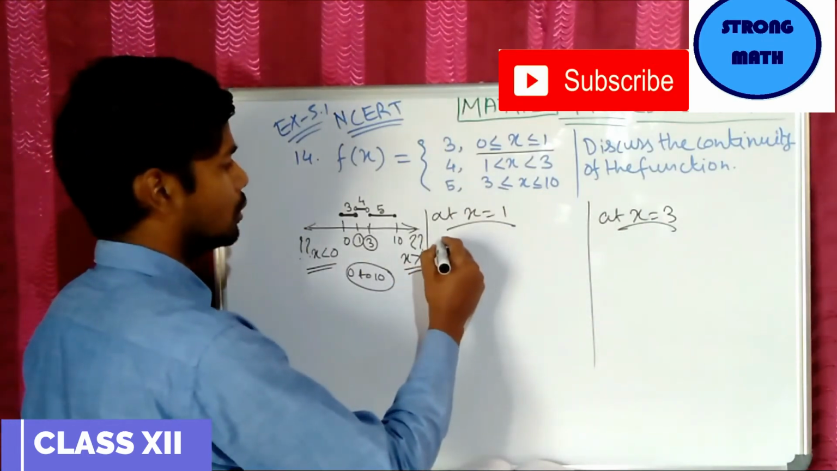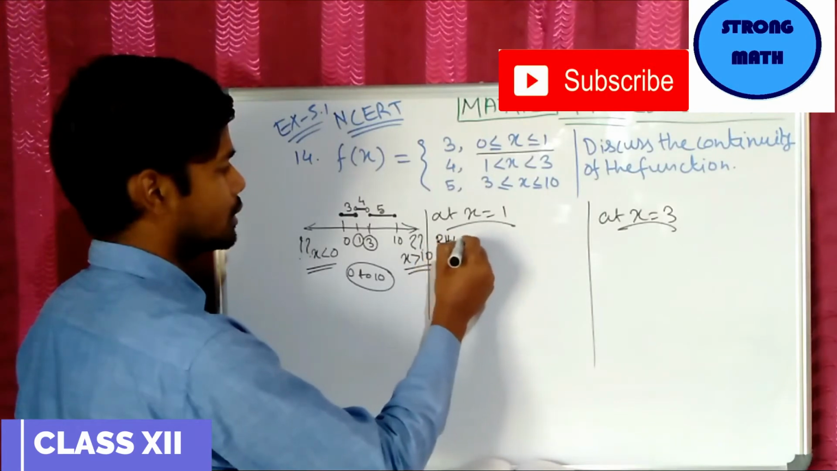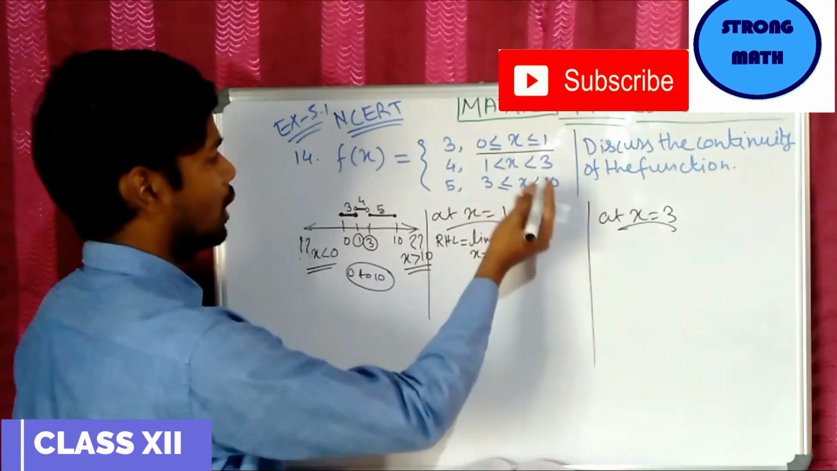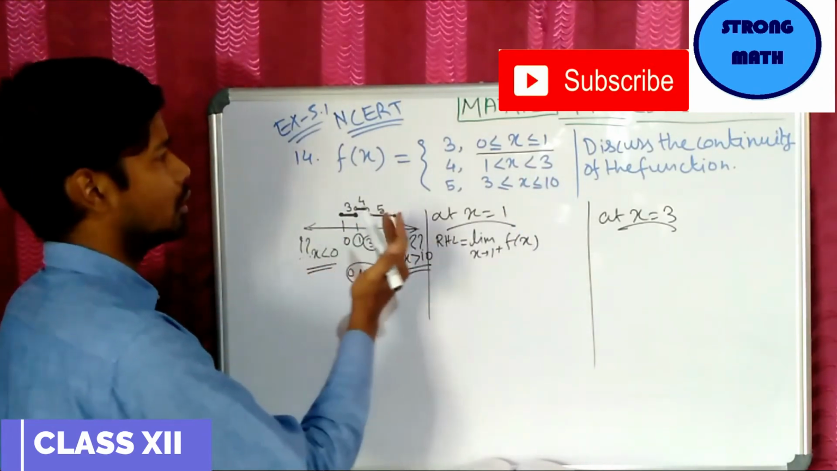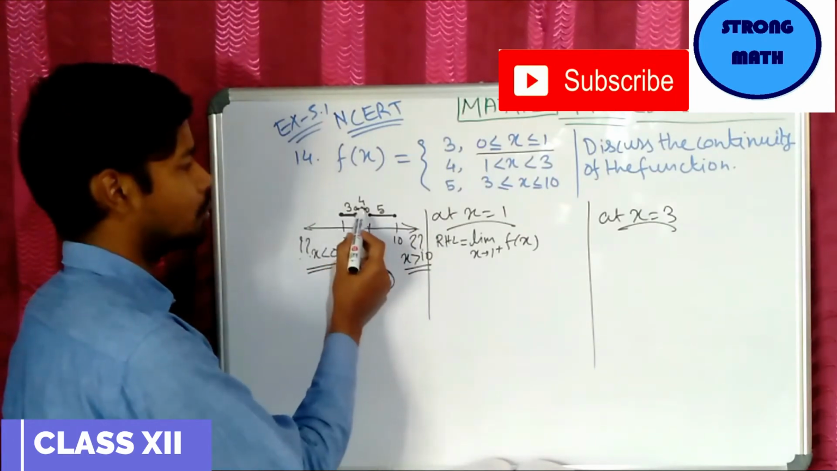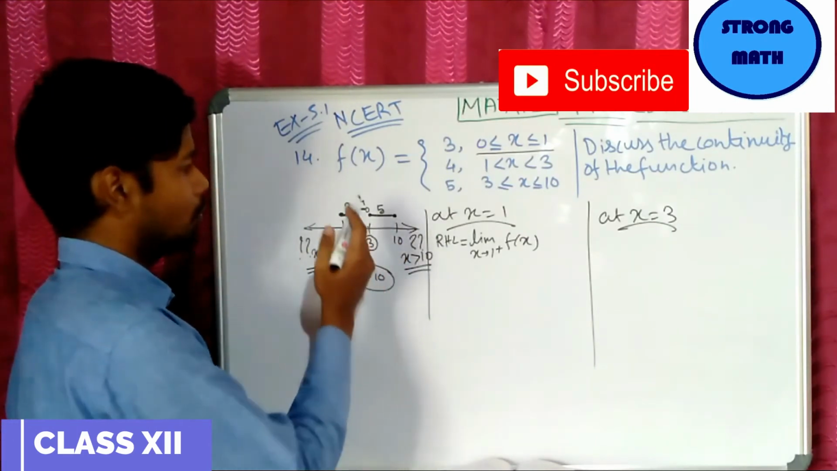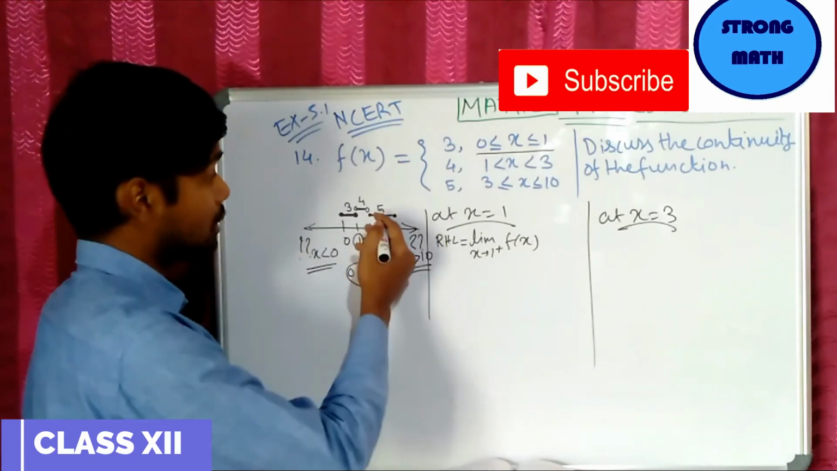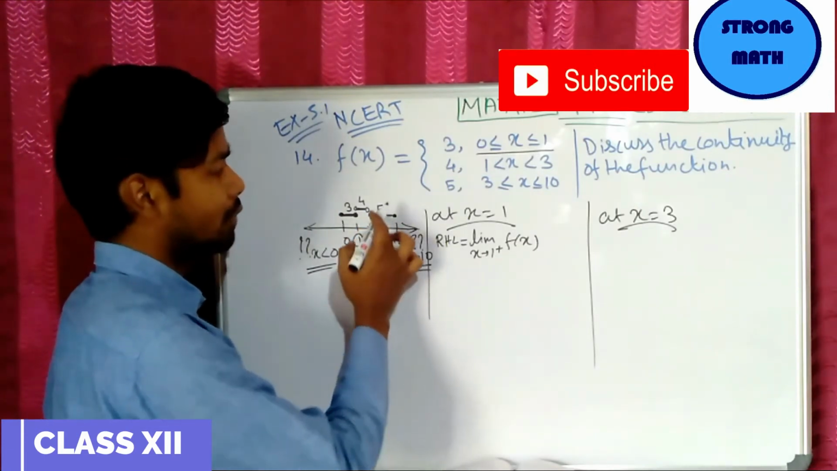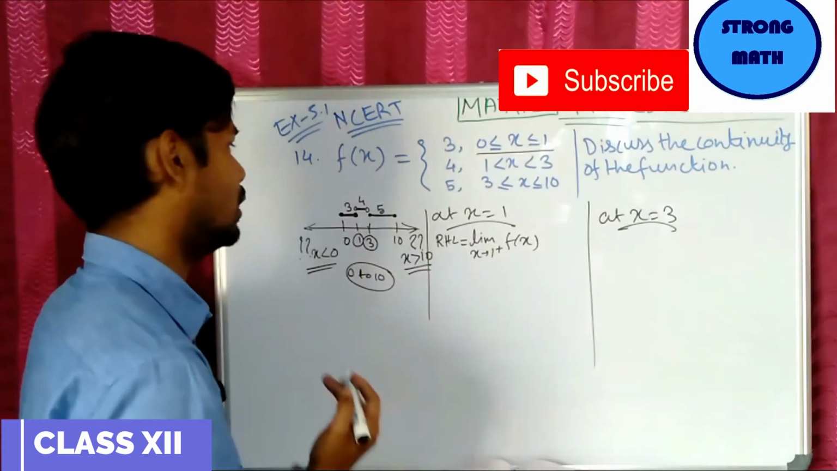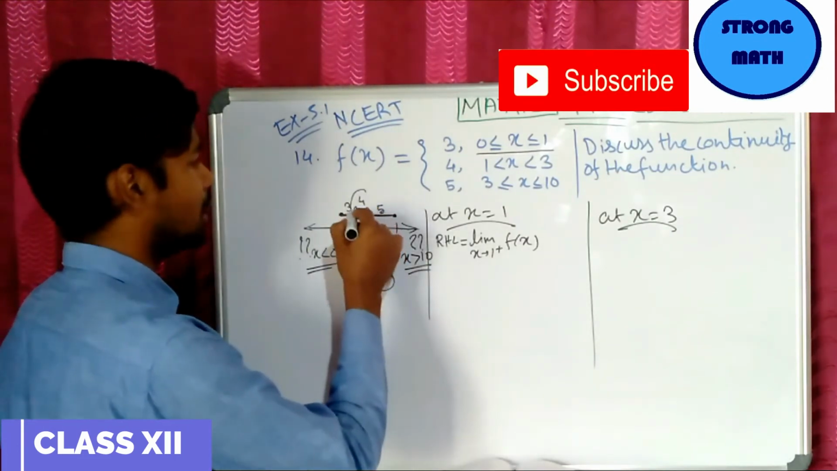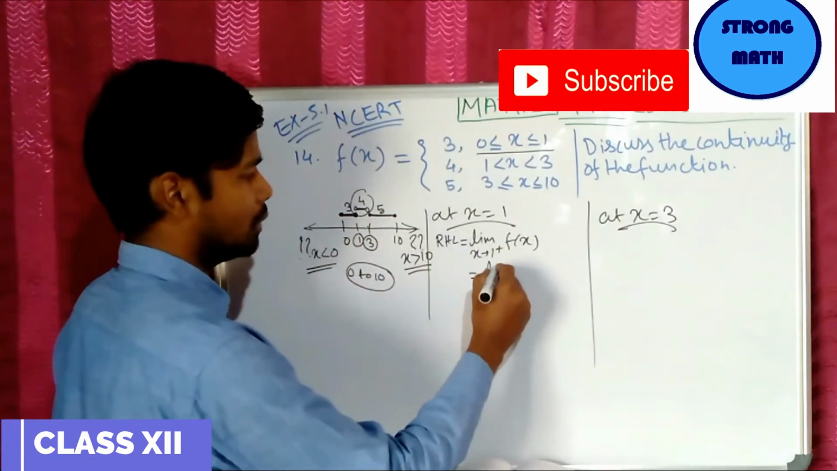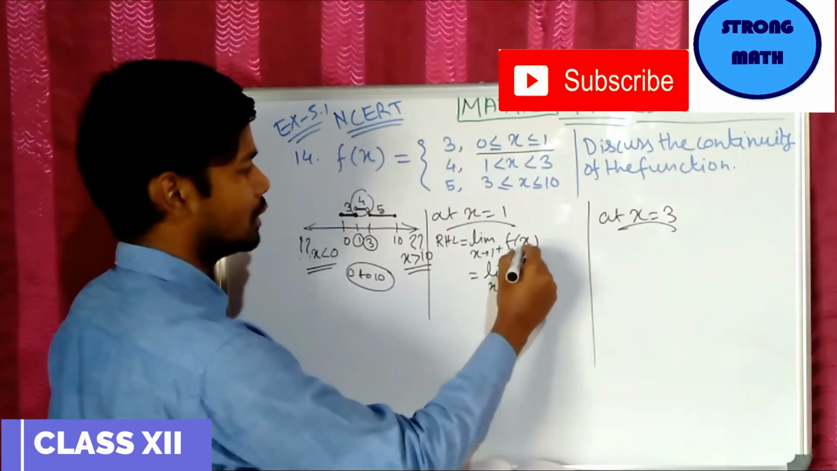So now calculate the RHL. RHL, right hand limit, equals limit x tends to 1 plus f of x. 1 plus means right hand side of 1. Now look, right hand side of 1 is 4, again 5. The value of the function is 4 when x is greater than 1, as well as 5 also. For x greater than 3, value is 5. That means for x greater than 1, the value will be 5 also. So we have to take the nearest value. So for x tends to 1 plus, the value of the function will be 4. So limit x tends to 1 plus, value is 4.